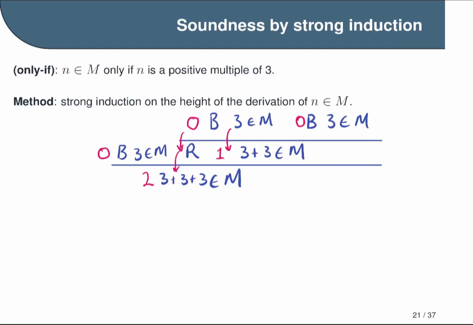And now a quick visual way of checking what the height is of an element, if you've written your derivation carefully, you should be able to just say how many of these horizontal lines are there above the element in my derivation. And if the answer is 0, well, then you're looking at an axiom. If the answer is 1, then it's derivation height 1. And then if it's 2, it's height 2.